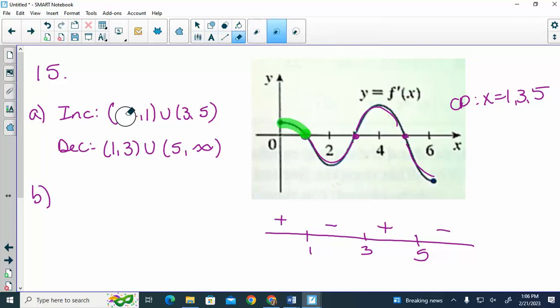0 to 1, and you could do a bracket. It won't matter if you do bracket or parenthesis for increasing, decreasing, and then this, I guess the graph ended at 6. Thank you.